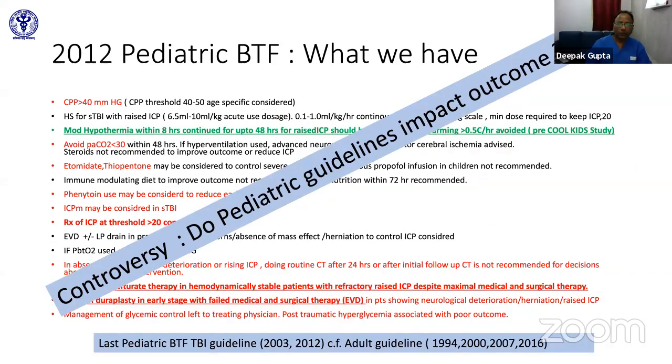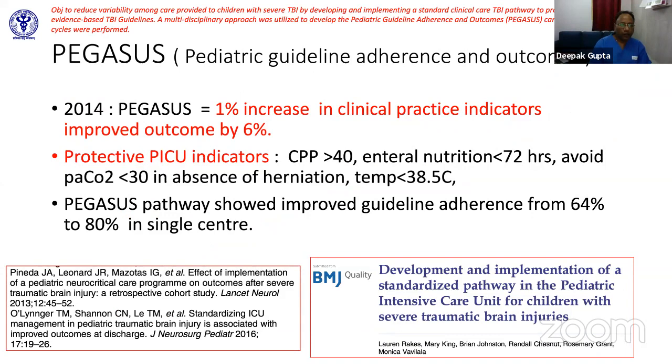So the controversy is, do pediatric guidelines impact outcome? There was this Pegasus study, the Pediatric Guidelines, Adherence and Outcome, which was carried out by the Seattle group, wherein Monica Vavilala was the principal investigator. And she noted that with 1% increase in the clinical practice indicators, the outcome improved by almost 6%. And this was a huge, huge difference.